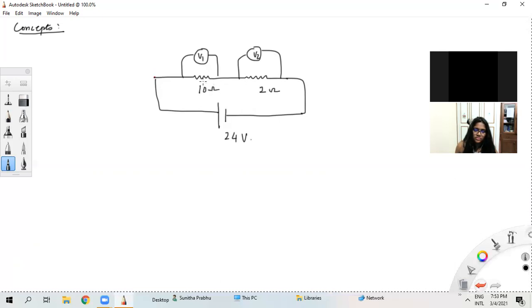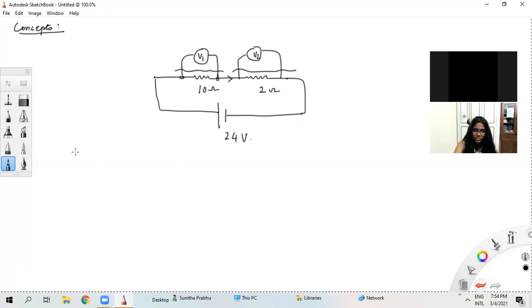What do you think about these resistances? Are they in series? Are they in parallel? It's a series. That is an important piece of information you have to infer, right? Just because these instruments are there, block them out from your mind. They are connected the way they are supposed to be connected. This and this are connected in series, okay? Right. So I am supposed to find V1 and V2.